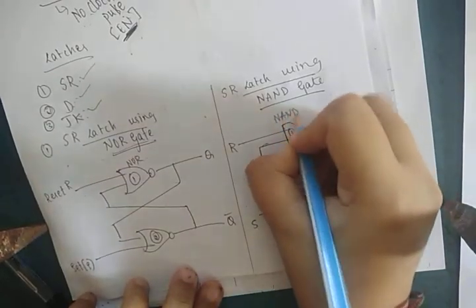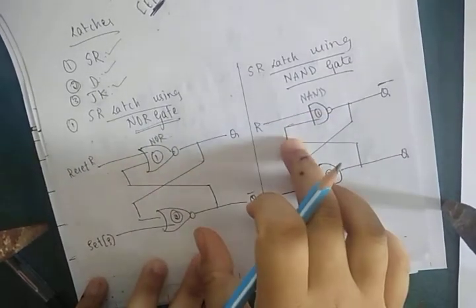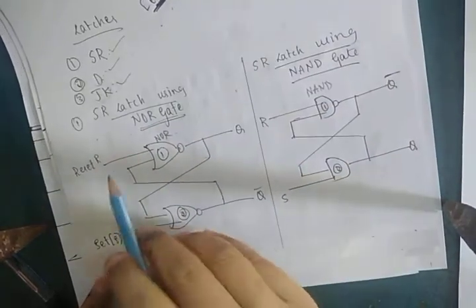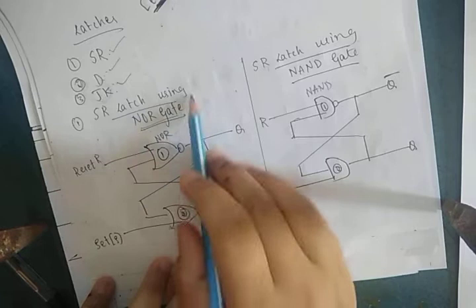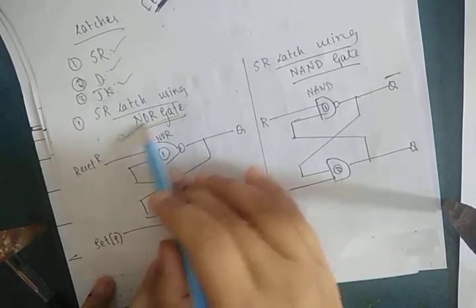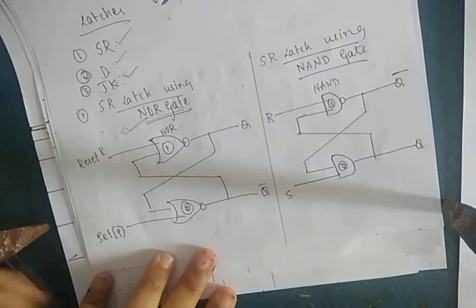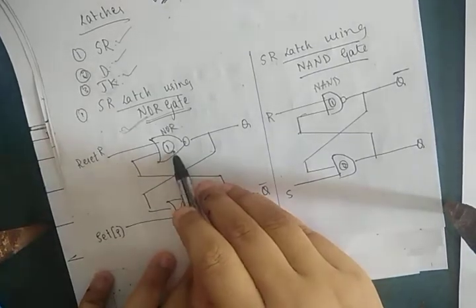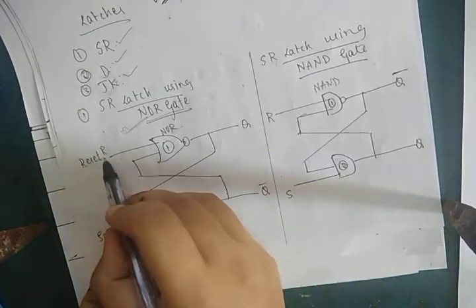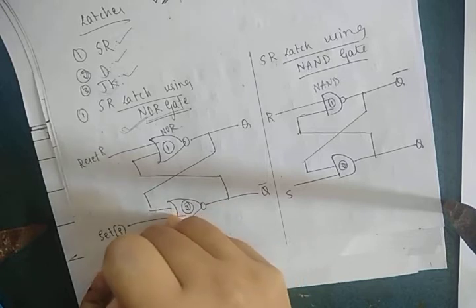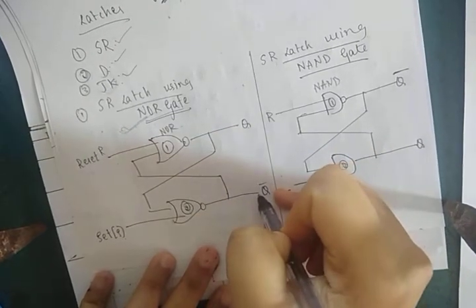So I can either go with the NOR gate latch or the NAND gate latch, whichever you want to discuss. But to explain the truth table, I'll use this one. This is the SR latch using NOR gate. This is NOR gate 1, this is NOR gate 2, this is reset, this is set. This is output Q and this is output Q bar.